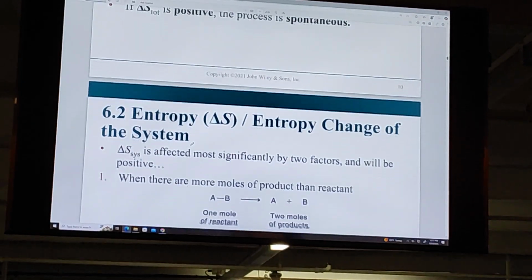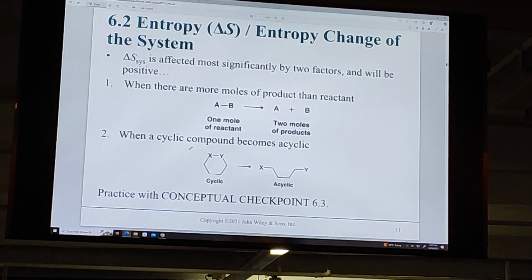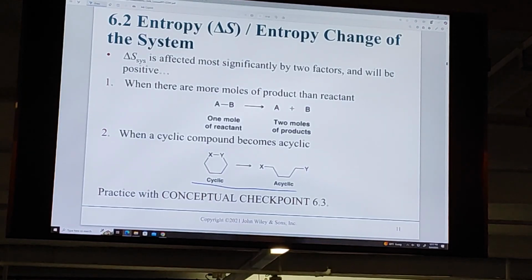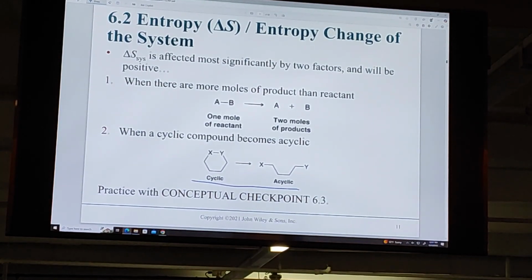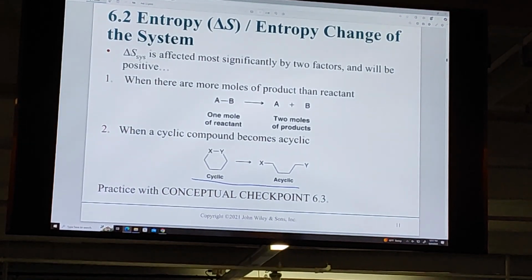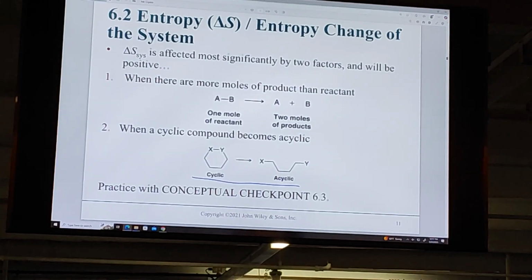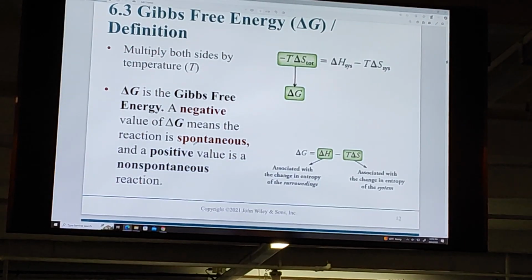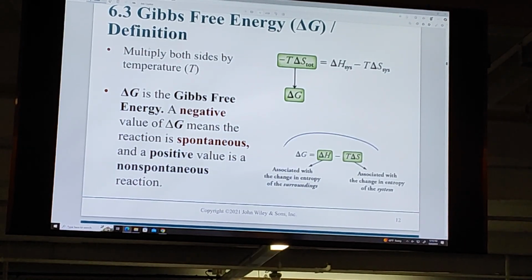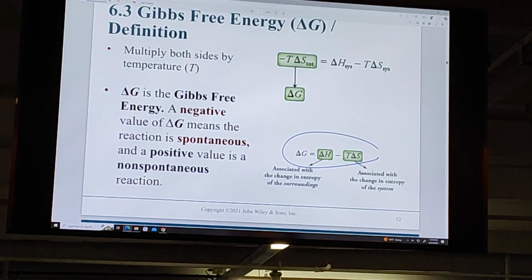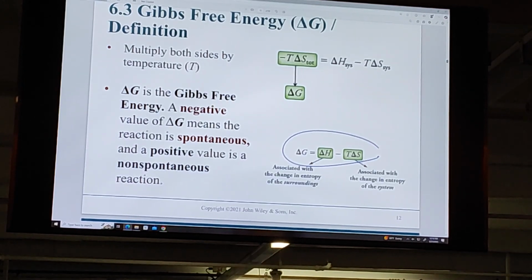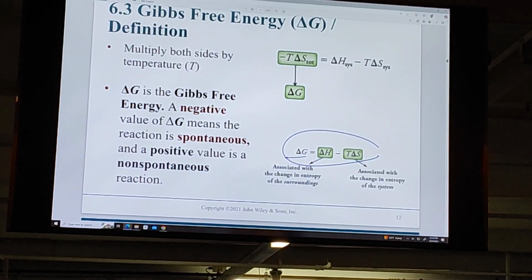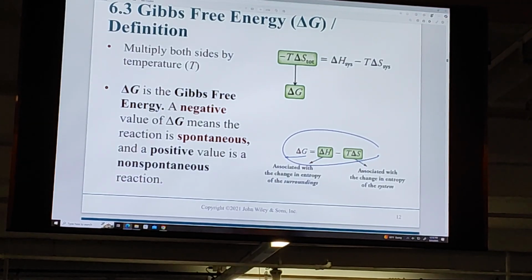So the entropy of the universe is always positive. Just keep in mind, in organic chemistry, this is unique for organic molecules, unlike Gen Chem. When you open a molecule, it goes from cyclic to acyclic, and it will have more entropy. And of course, finally, what really matters is entropy and enthalpy combined together, which will tell us whether the reaction is spontaneous or not.